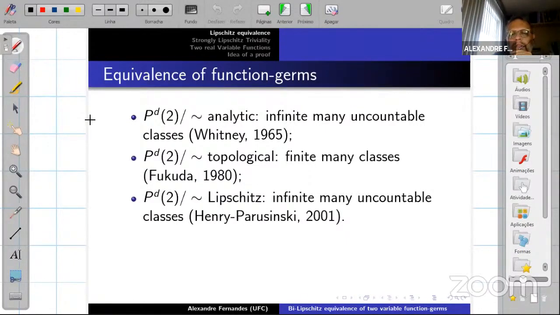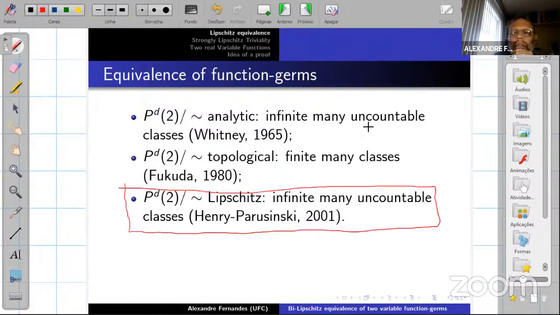And my point is, how far this equivalence relation is from the analytic one. Okay. So we have Lipschitz equivalence implies topological equivalence. The topological equivalence is between Lipschitz equivalence and analytic one.